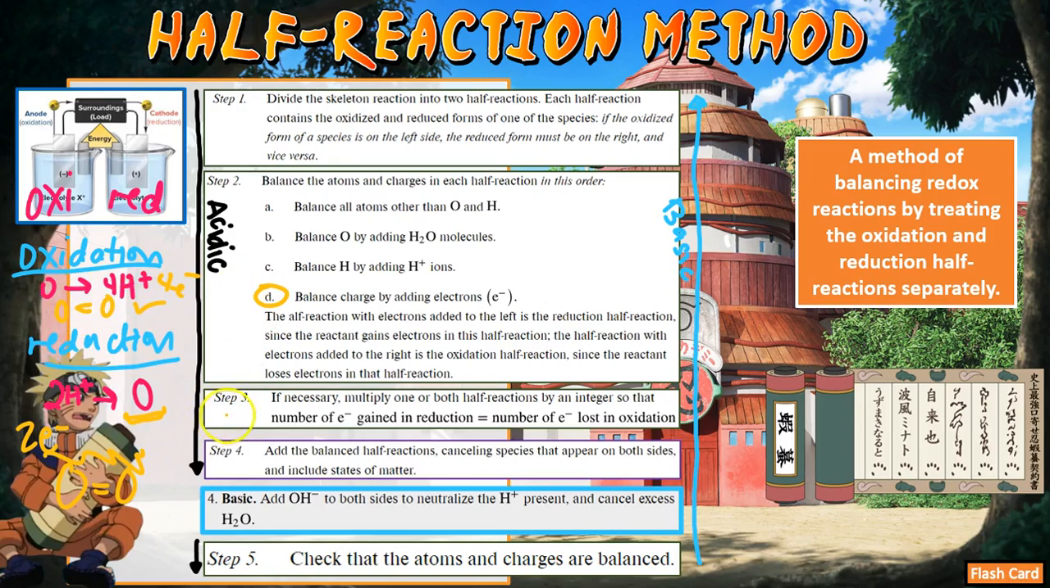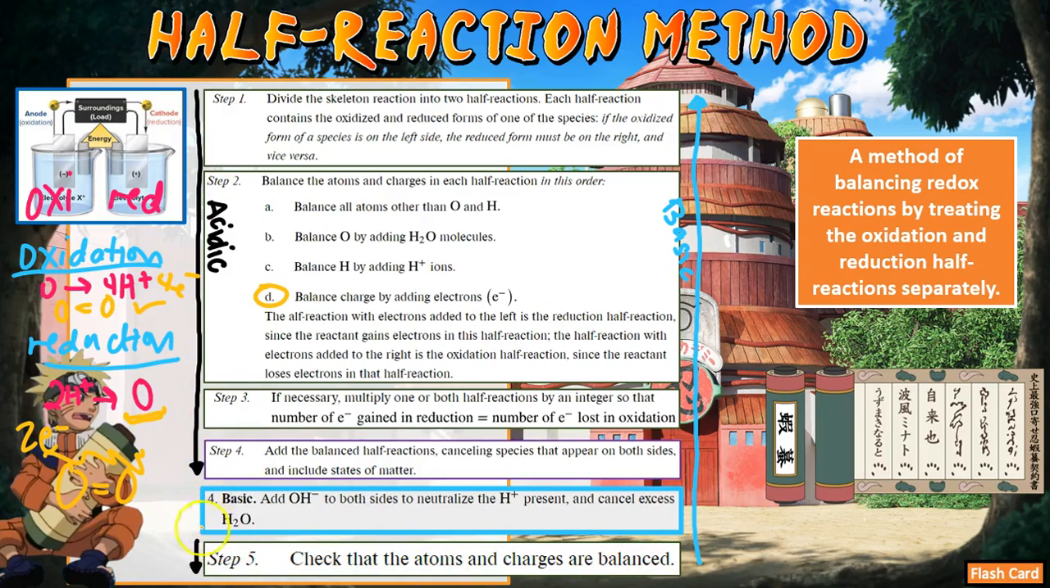Once everything's balanced, you go to step 3. And if necessary, you multiply one or both half reactions by an integer so that the number of electrons gained or lost are going to be equal. So if I have a loss of 4 electrons here and a gain of 2 electrons here, I must multiply this half reaction by 2 in order to get an equal number of electrons. And then what you do finally is add up both of these half reactions, canceling species that appear on both sides, and include the state of matter like gas, aqueous, liquid, solid, etc. That's going to be step 4. Next, you're going to check that the atoms and charges are balanced, and that includes our 5 steps.